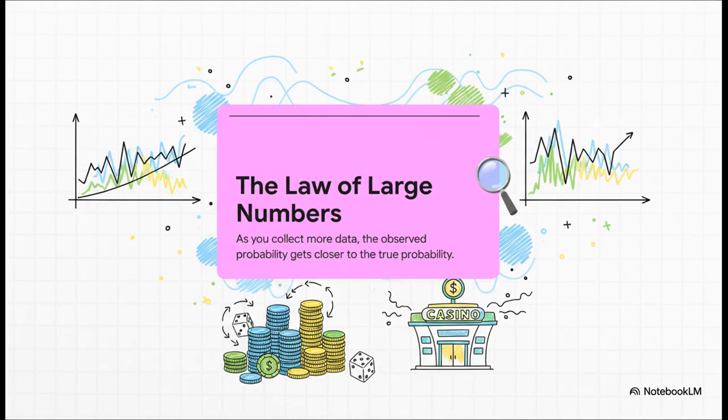Next up, we've got a tool with a name that says it all, the law of large numbers. It's a really simple but profound idea. All it says is that the more times you do something, the closer your actual results will get to what you'd expect in theory. This is literally why casinos know they'll make money in the long run, even if they lose a few hands. Randomness eventually evens out.